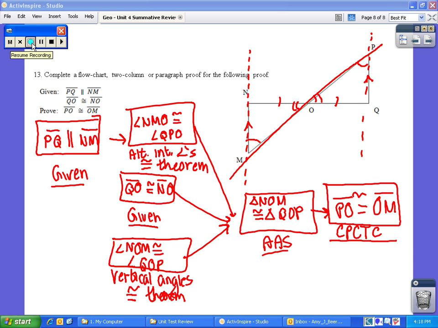Getting back to math, those three facts told us the triangle NOM is congruent to triangle QOP by angle, angle, side. And then I could use the fact that corresponding parts of congruent triangles are congruent to tell me that OP must be congruent to OM. Stay tuned for the two-column proof.